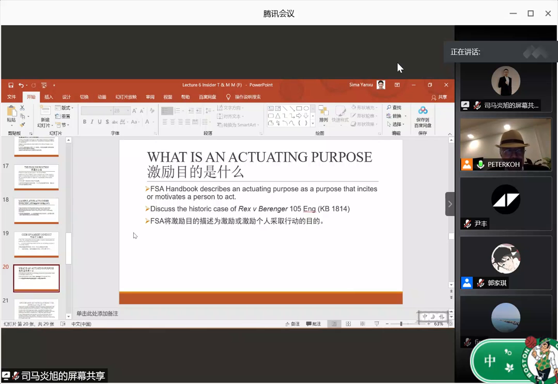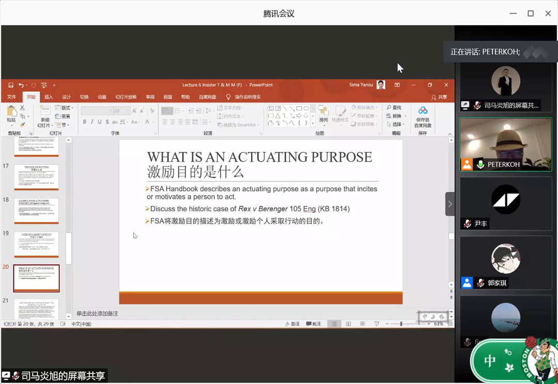Now, the FSA handbook 就是 FSA 的法规 has some descriptions. Describe an actuating purpose as a purpose that incites or motivates a person to act. And there is a very old case, 100多年前的一个案例, Rex versus Virgins. So what happened in this case is someone went to the city of London to describe that Napoleon lost the war, creating situations like that.